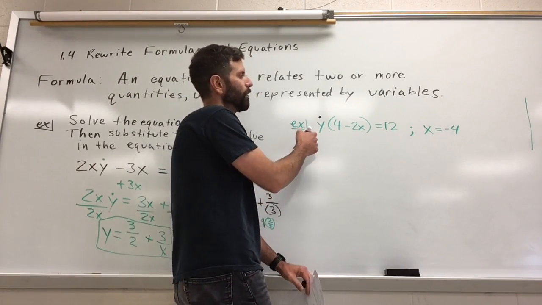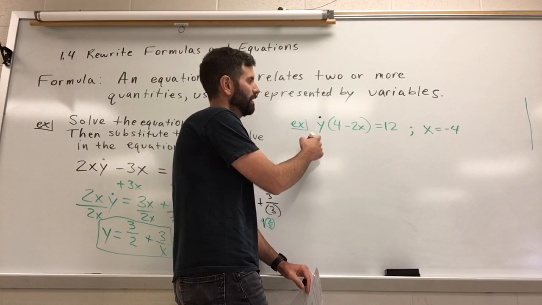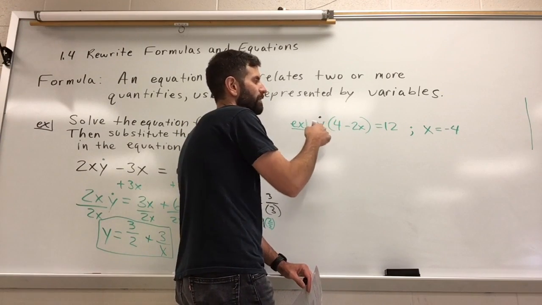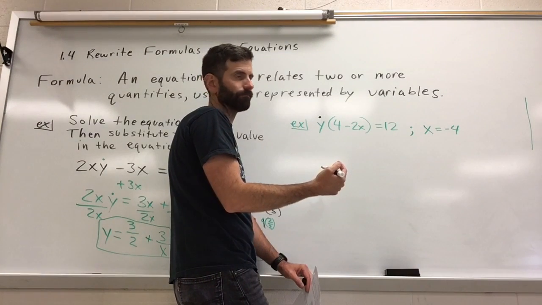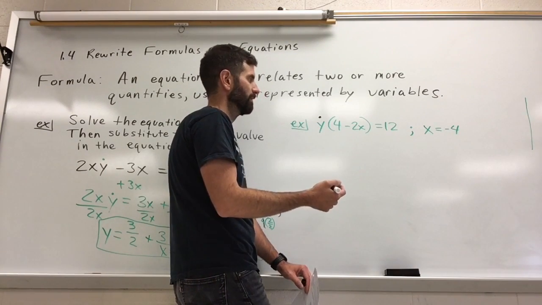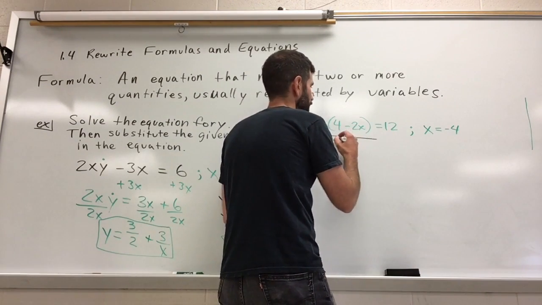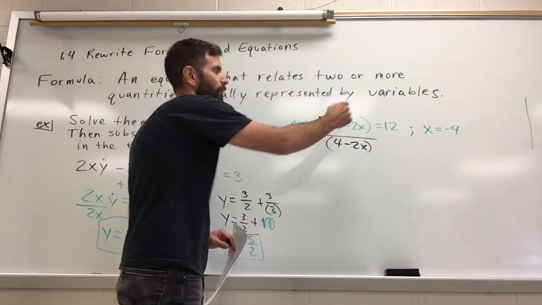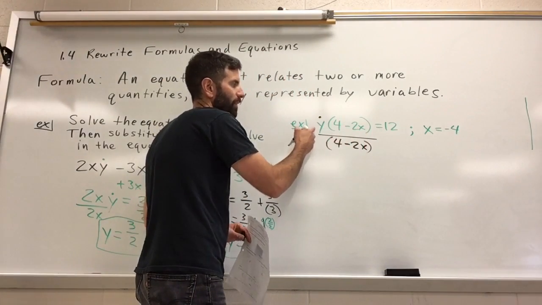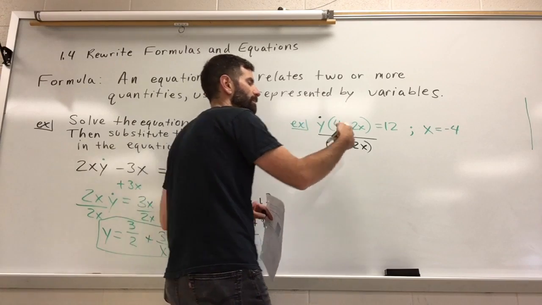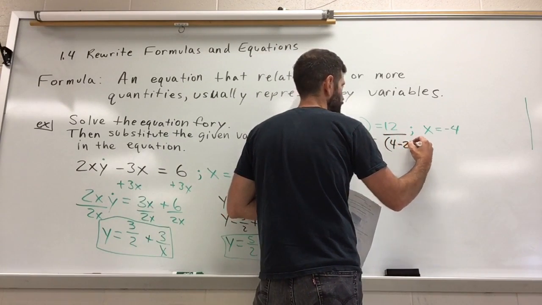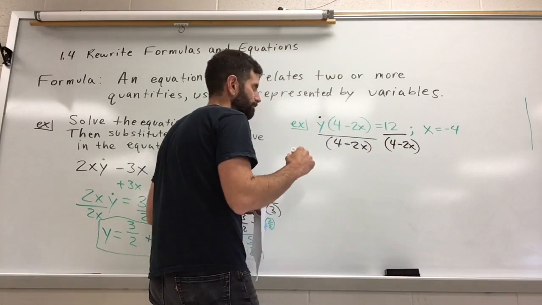Instead, think about this. I'm trying to get this y by itself. That y is multiplying with this parentheses. How can I undo multiplication? By division. I'm going to divide by 4 minus 2x. That will undo it, and all of a sudden I'll have y by itself. Now I got to keep my equation balanced, so I'm going to divide by 4 minus 2x.